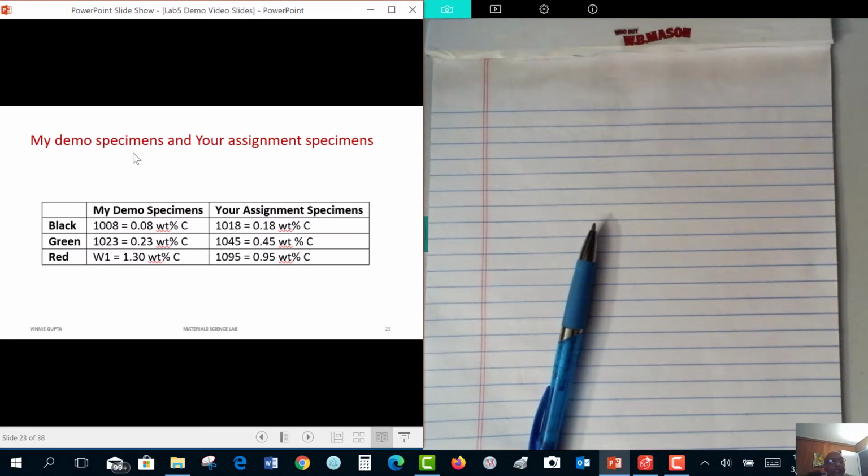Okay, so we have two sets of specimens. I have demo specimens, these three in the second column, and then we have your assignment specimens. The assignment specimens were the ones you saw being prepared in part 2 of the lab. We didn't show you preparations for my demo specimens, but basically the preparation was identical.